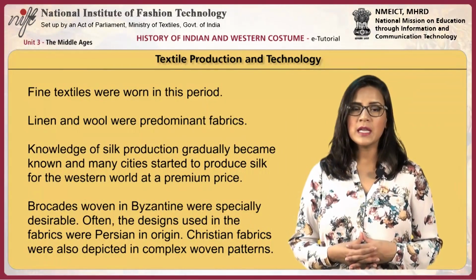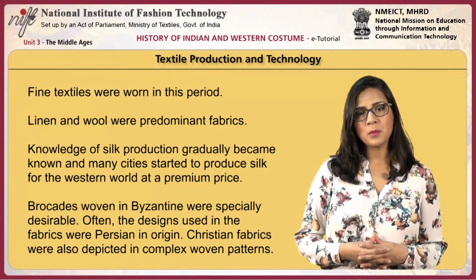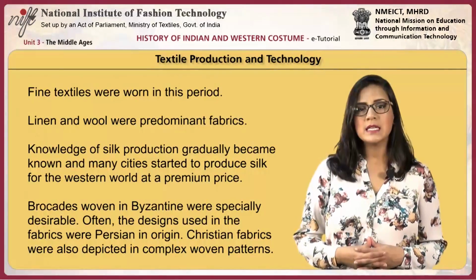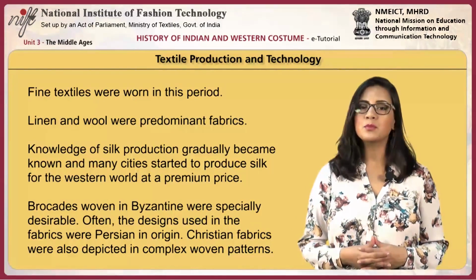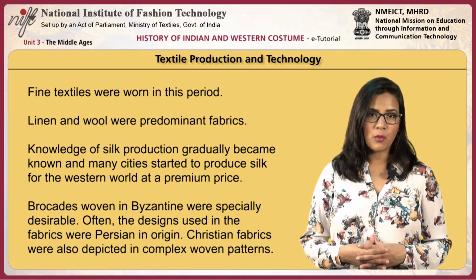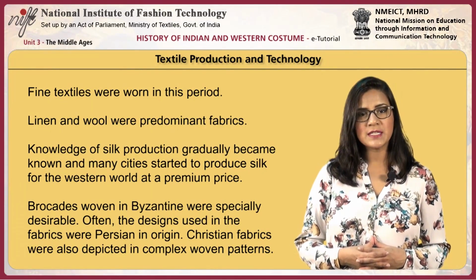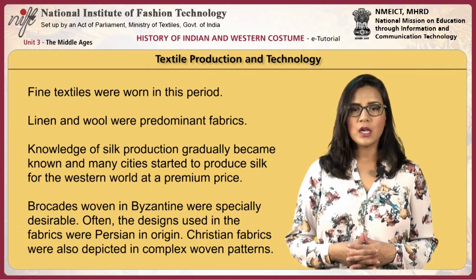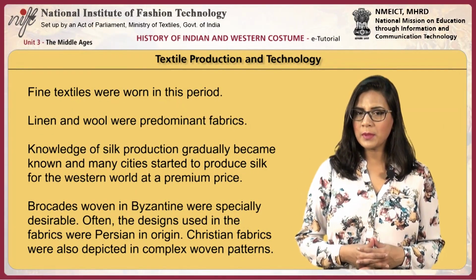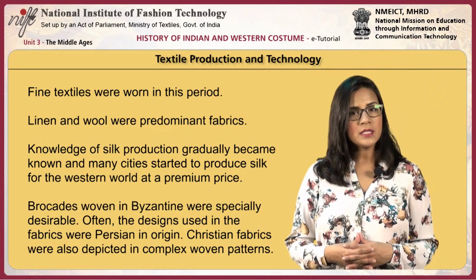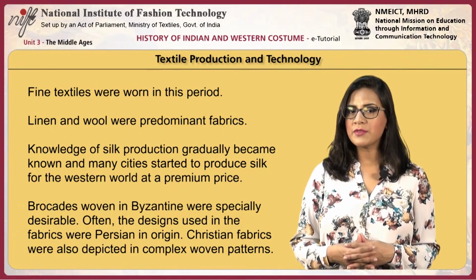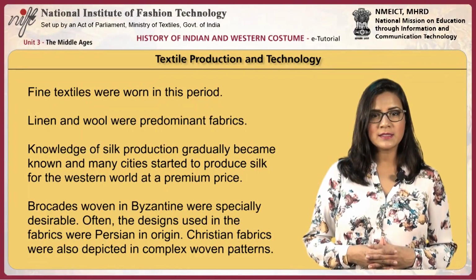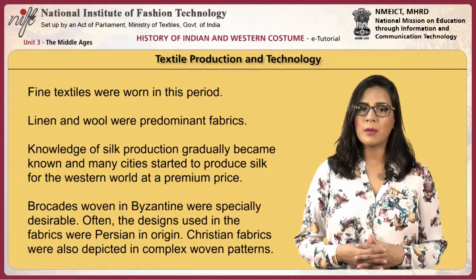Fine textiles were worn in this period. Linen and wool were predominant fabrics. Knowledge of silk production gradually became known, and many cities started to produce silk for the Western world at a premium price. Brocades woven in Byzantium were specially desired. Often the designs used in the fabrics were Persian in origin. Christian symbols were also depicted in complex woven patterns. When made into garments or wall hangings, these luxurious fabrics might be adorned with precious and semi-precious stones, small medallions of enamel, embroideries or appliques.